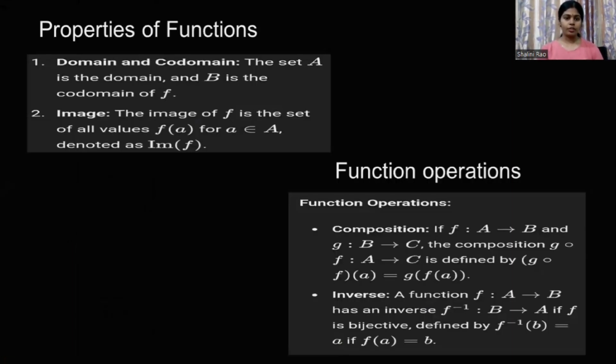Properties of functions. Domain and codomain. The set A is the domain and B is the codomain of F. Image. The image of F is the set of all values f of A for A belongs to A, denoted as Im of F. Function operations. There are two function operations which are composition and inverse.